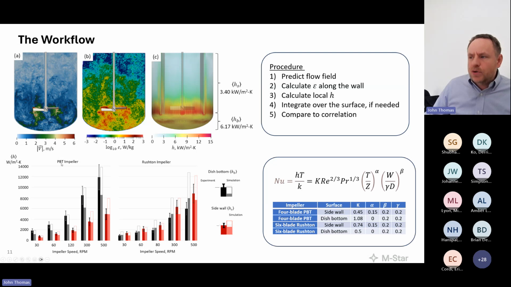Here I'm looking at two different impeller types, a pitch blade and a Rushton. I'm looking at different impeller speeds for each of these impeller types. And here I'm looking at the total convective heat transfer coefficient at the bottom of the tank, as well as the vessel side walls.